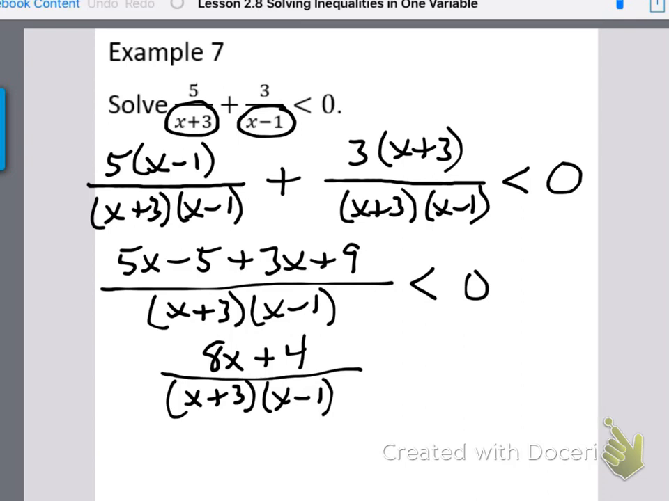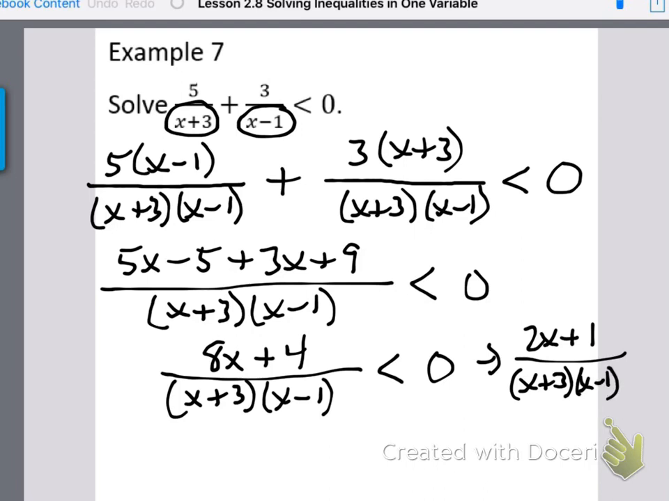But I can factor a 4 out of that, so really it's 2x plus 1 over x plus 3, x minus 1. And in this case, guys, we don't have to write the 4 down that we factored. We don't have to do that because, honestly, the 4, for what we're doing, doesn't matter. Okay?